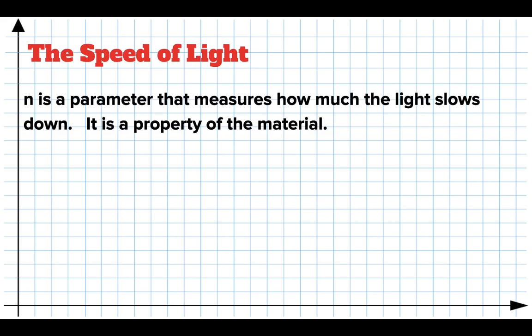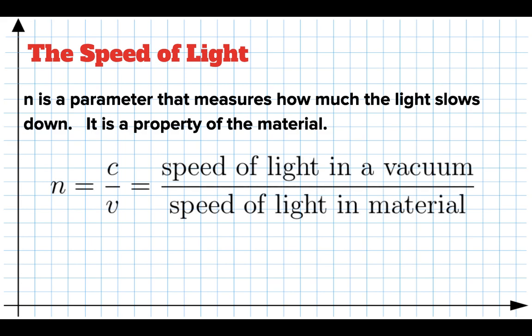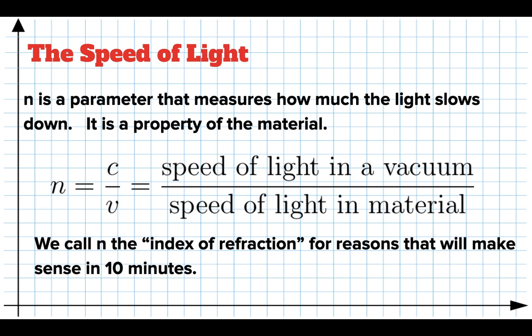So we are going to measure how much it slows down by a parameter that we call n. Okay, so n is defined as the speed of light in a vacuum, which is its highest speed, divided by the speed of light in a material. That ratio is going to be n. Now we're going to call n the index of refraction, and that reason won't really make sense for about 10 more minutes, but that's what it's called. So you can think of n as the slowdown factor.